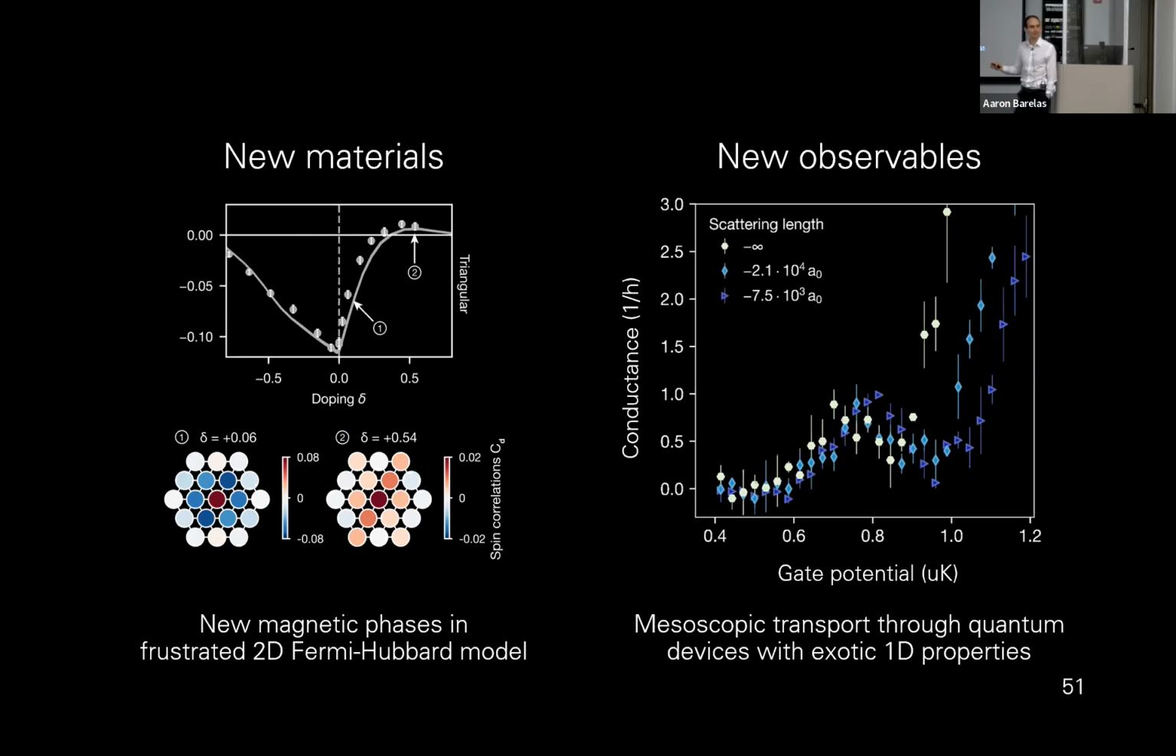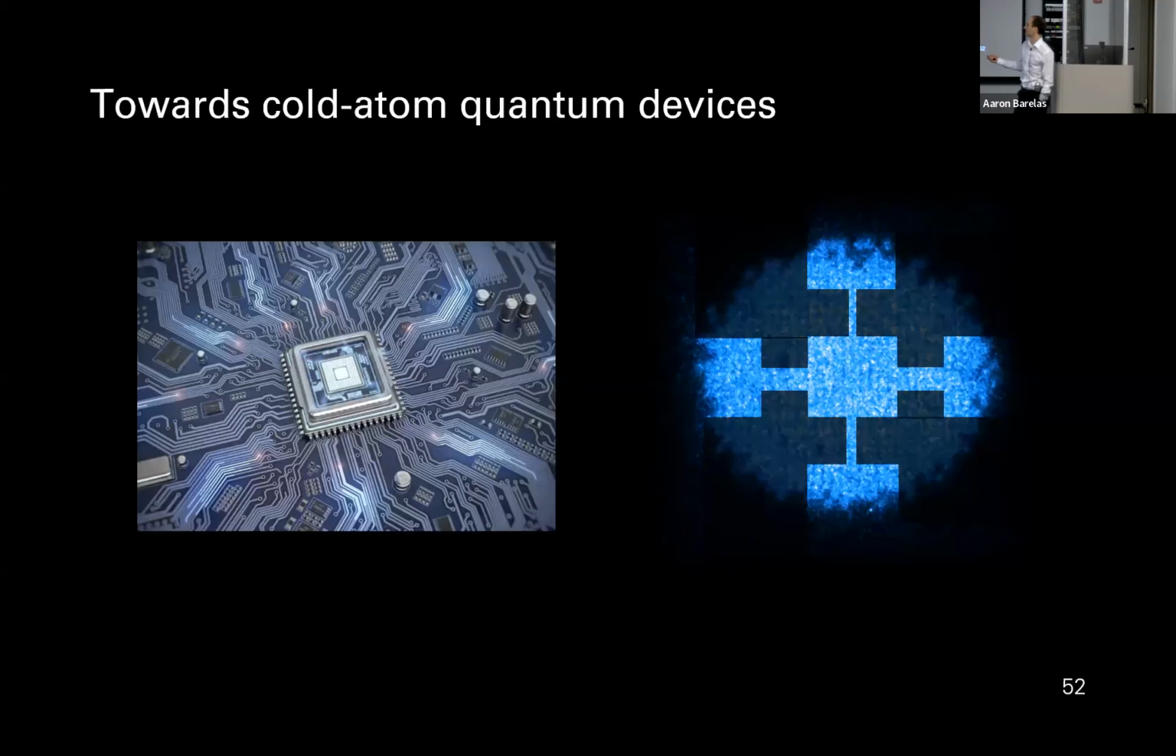So yeah, to wrap this up, I hope I've convinced you today that cold atoms are a very good platform for performing the quantum simulation of condensed matter models, both to look at new materials and new observables, such as transport. And looking further in the future, it would be very interesting to combine these two approaches of generating interesting materials and transport to look at cold atom quantum devices, which would be very interesting to shed light onto doped phases of the Hubbard model.